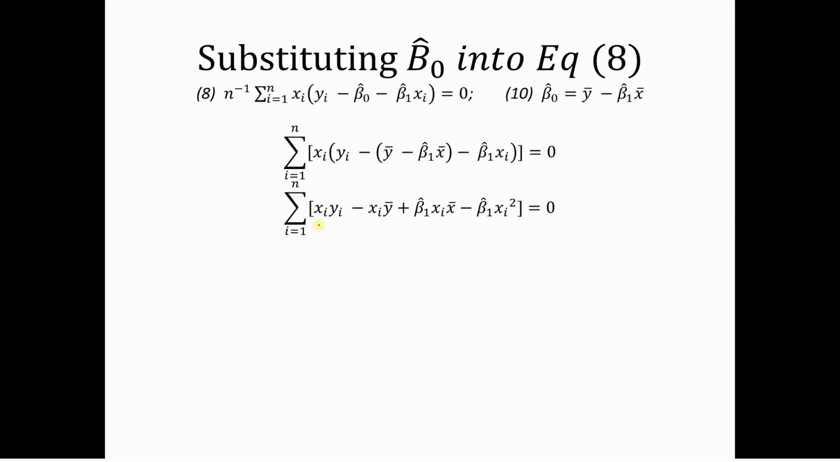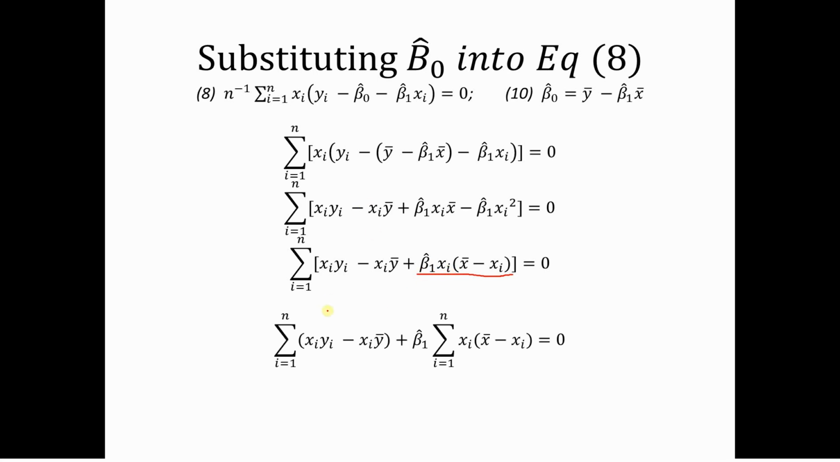Next step, I just distributed the xi terms. Then I regrouped this so that on the right hand side, I took out the common factors, which were beta 1 hat and xi. Then I distributed the summation operator in such a way that it broke up the equation into two chunks. And then last, I subtracted this term from both sides of the equation.